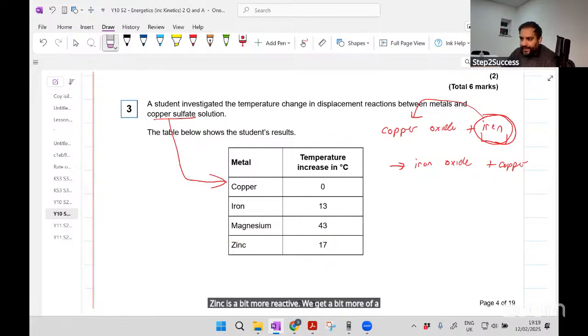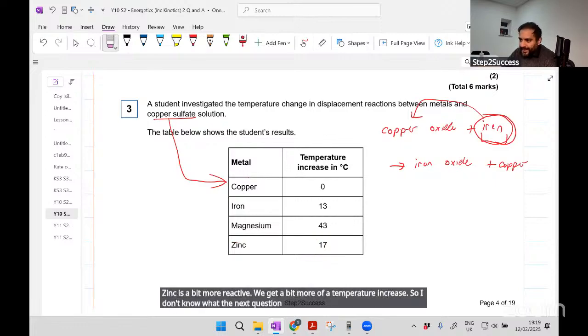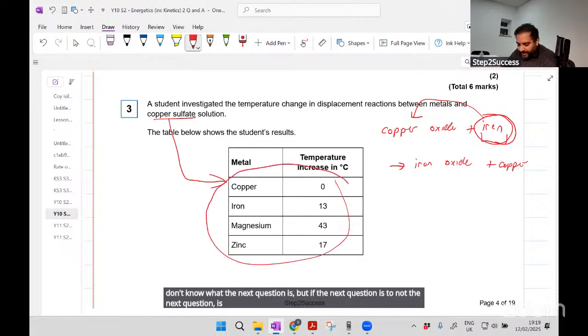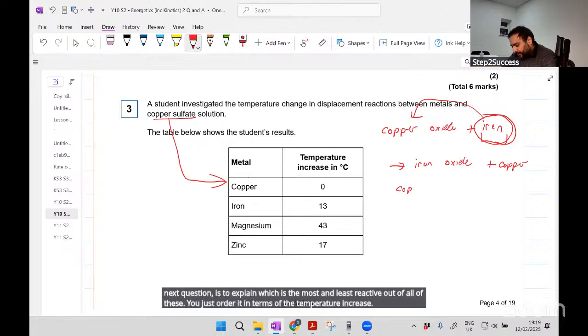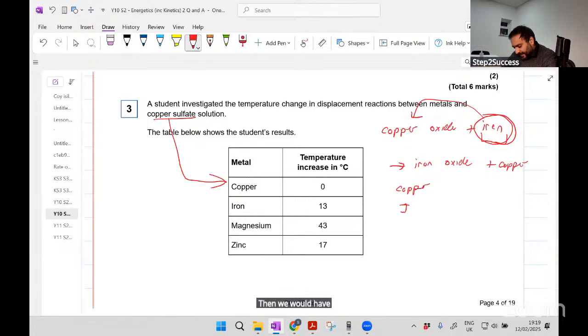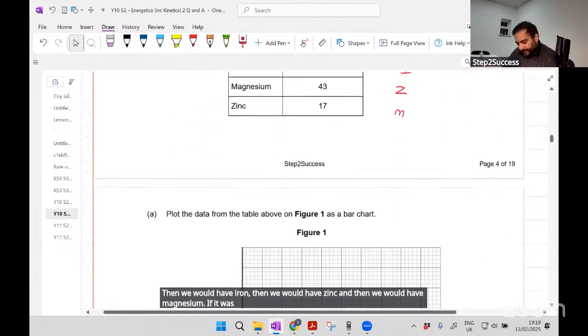I don't know what the next question is, but if it is to explain which is the most and least reactive out of all of these, you just order it in terms of the temperature increase. So the least reactive would be copper because it didn't do anything. Then we would have iron, then zinc, and then magnesium, if it was in order of reactivity, which is probably not the question.